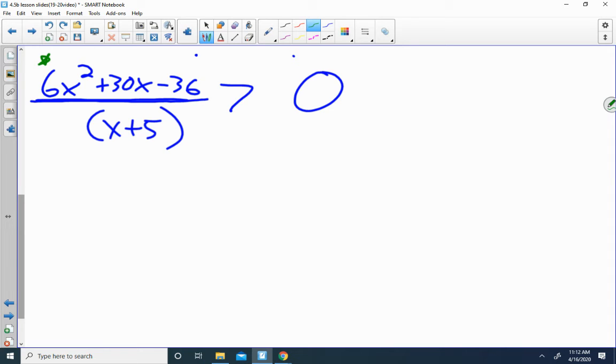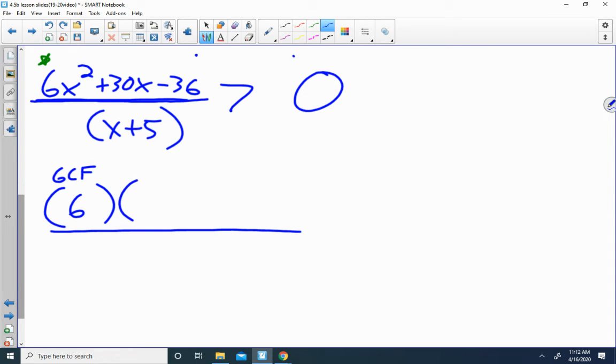What if instead I take out a GCF? What if instead specifically I take out a GCF of 6? Then what would that do to the fraction? Well, if I take out a greatest common factor of 6, that means for the rest of the fraction, I have to divide everything by that GCF of 6 to see what happens.